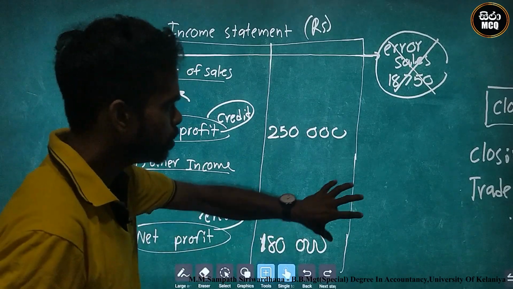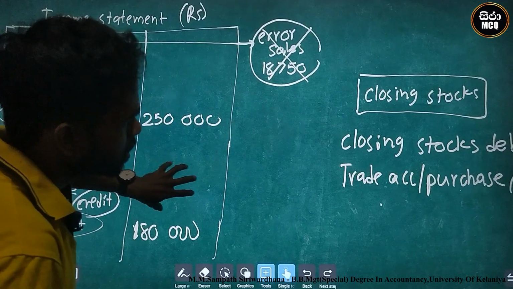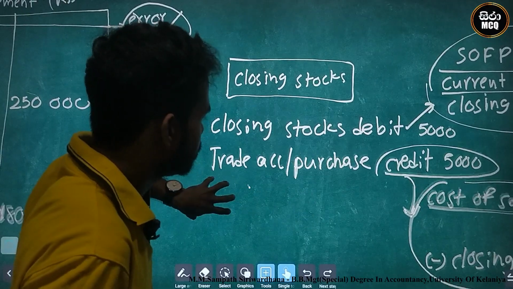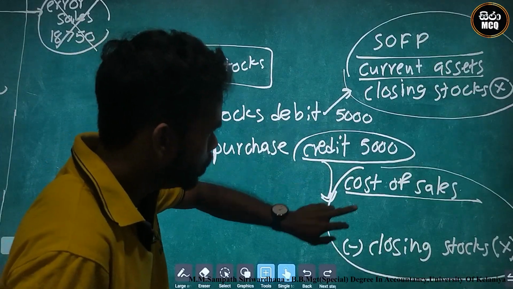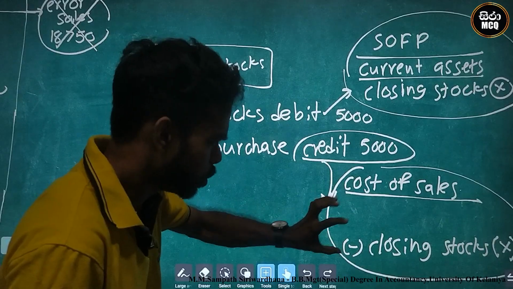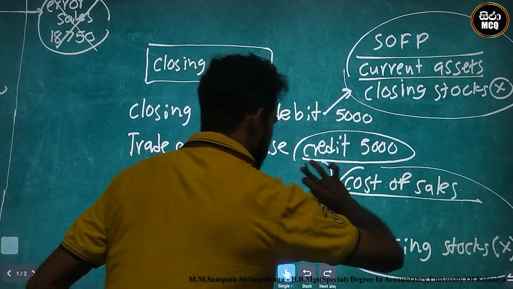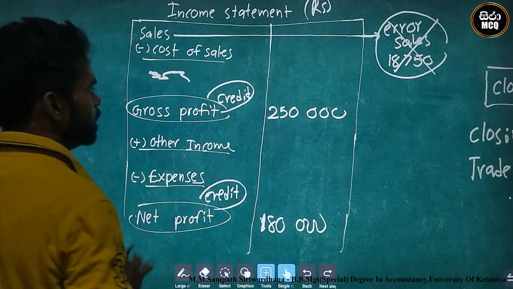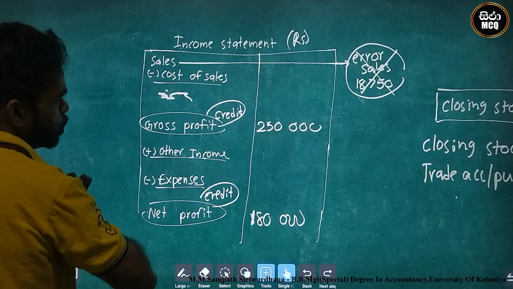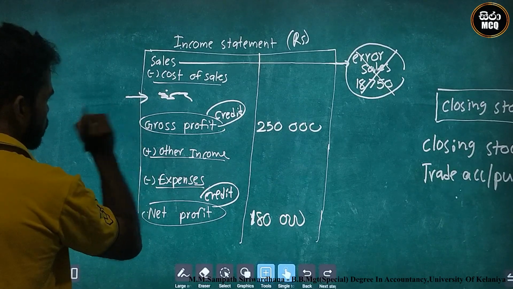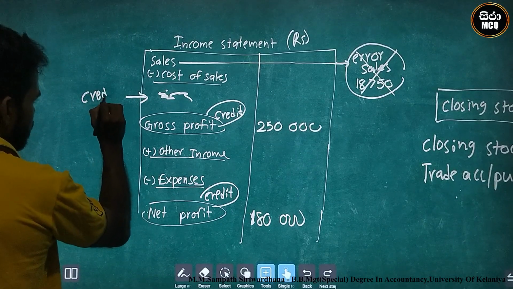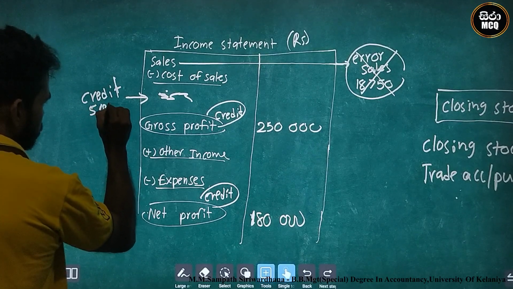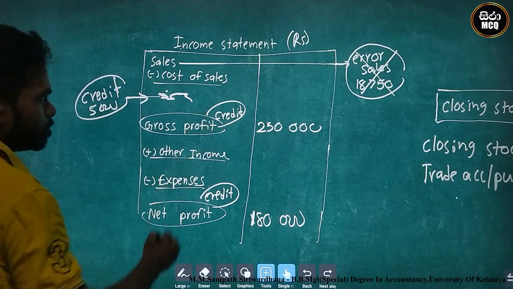In that case, look here, this is the trade account, and this one is a credit to the cost of sale area. This is an impact to what area? To this area, cost of sale. What is the short? Credit 5,000 is the impact there.